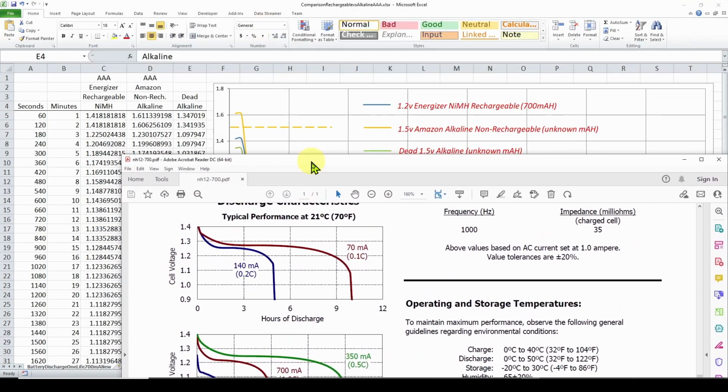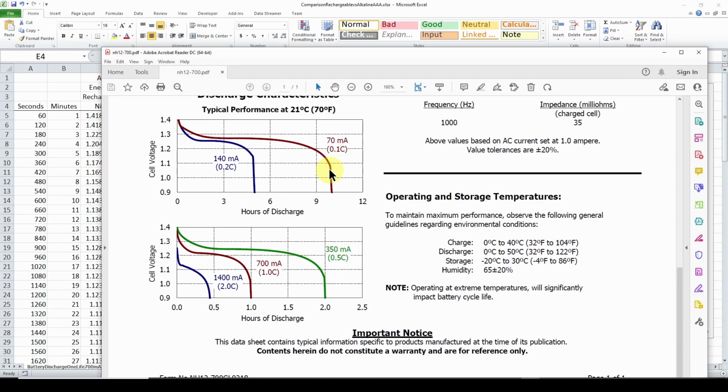So if we look at the data sheet for this Energizer rechargeable, here's the 700 milliamps. And keep in mind, we had a constant resistance, not a constant current load. So we had about 700 milliamps, but it's going to vary depending on the voltage across the resistor. So if the voltage is below 1.2 volts, you're going to get less than 700 milliamps. So our curve is not going to match this exactly, but you can see around 1 hour, if it was 700 milliamps, it would be down to almost nothing. And under an hour, it might be around 1.1, 1.2 volts.